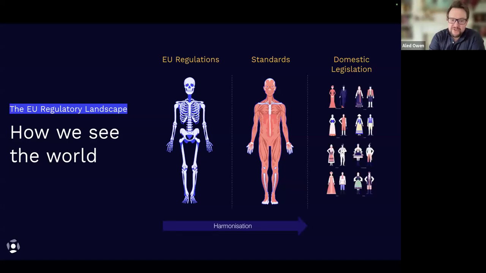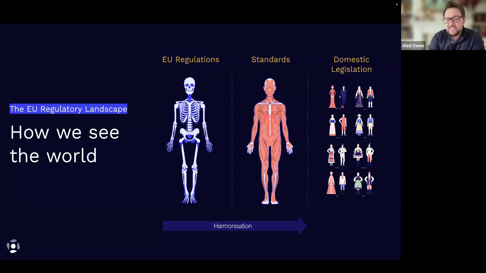And that's so far so good, right? So we've got a uniform regime in place and we're on the way to harmonization. But because of the way the EU is constituted, member states will clothe these harmonized EU regulations and standards in their own domestic legislative regimes. And that leads to significant divergence.